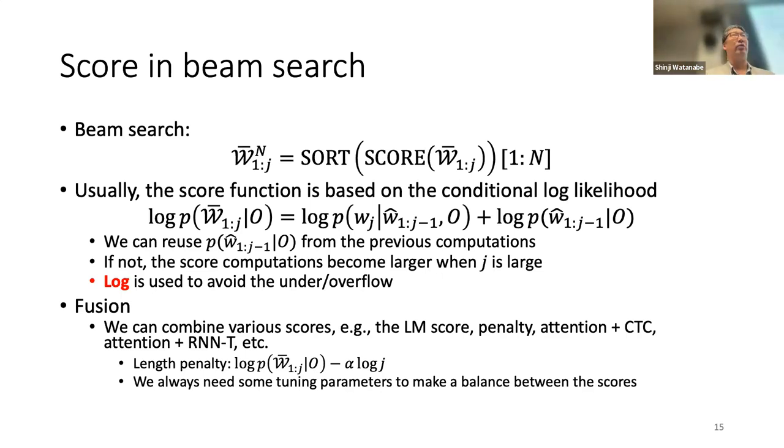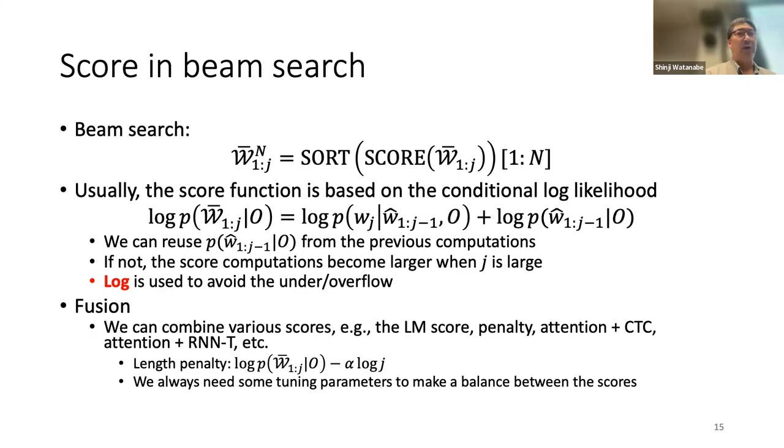This is also just a note, but it is quite a common way to use various information sources. In these fusion cases, when we combine scores, we also have to care about the weights, like whether we should rely more on the speech recognition score, or rely more on the language model score. That can also be balanced.